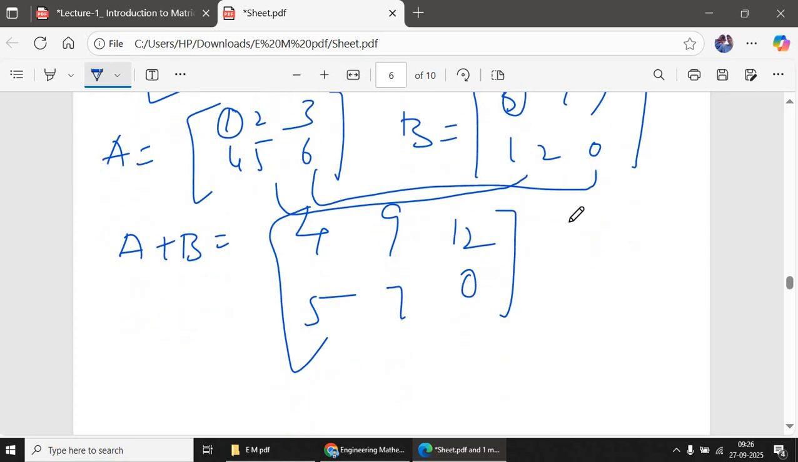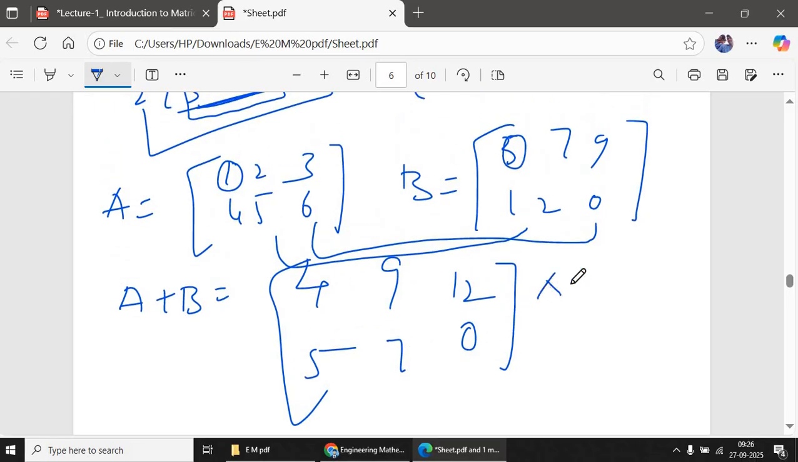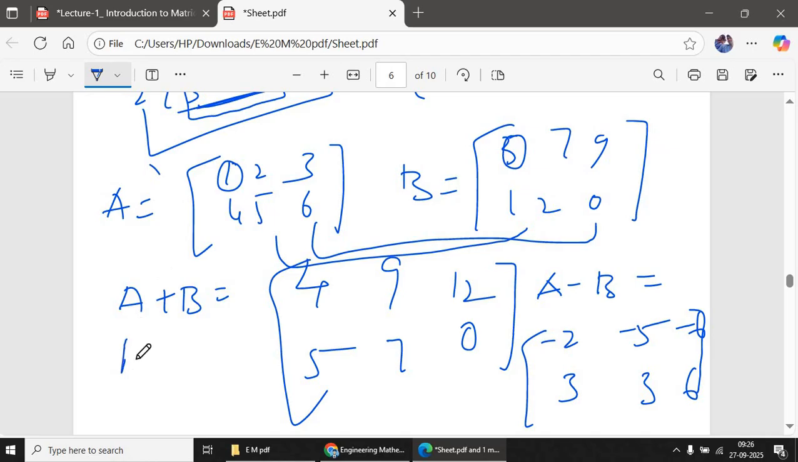Similarly, subtraction will also be the same. So when you want to do A minus B, I am writing here: 1 minus 3 is minus 2, 2 minus 7 is minus 5, 3 minus 9 is minus 6. So 4 minus 1 is 3, 5 minus 2 is 3, 6 minus 0 is 6. This will be your A minus B. Similarly, if you want to do A cross B, that is A multiplied by B, here you can see the orders are 2 into 3 and 2 into 3. So these two are not equal, we cannot do multiplication here.